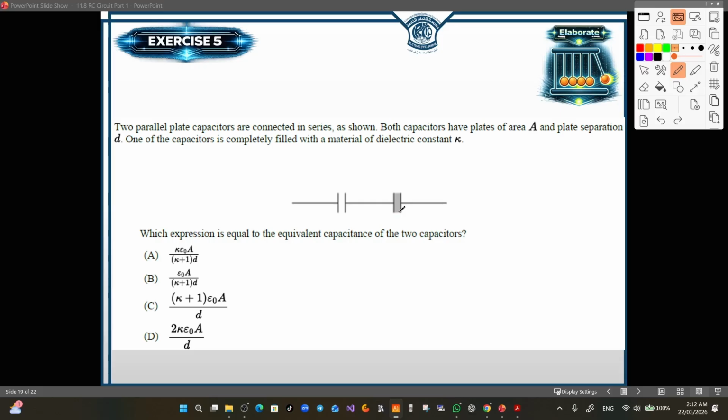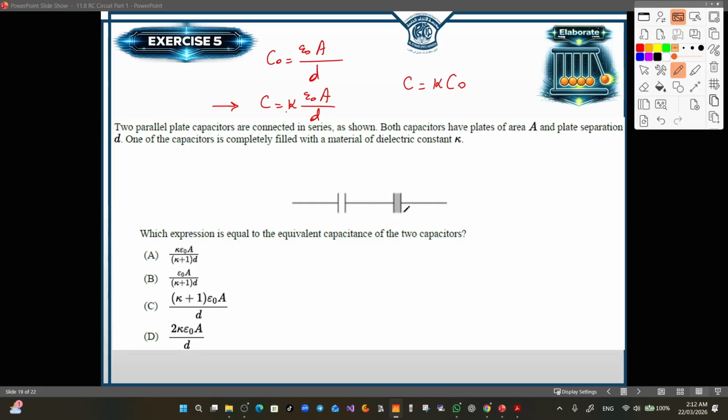kappa. Now we know that for the capacitors, the C should be written as kappa times C0. Now the C0 is written in terms of A and D in this way. So the C, after we insert the kappa, is epsilon 0 A over D, and we just multiply by kappa. And by the way, this equation is given in the equations sheet.